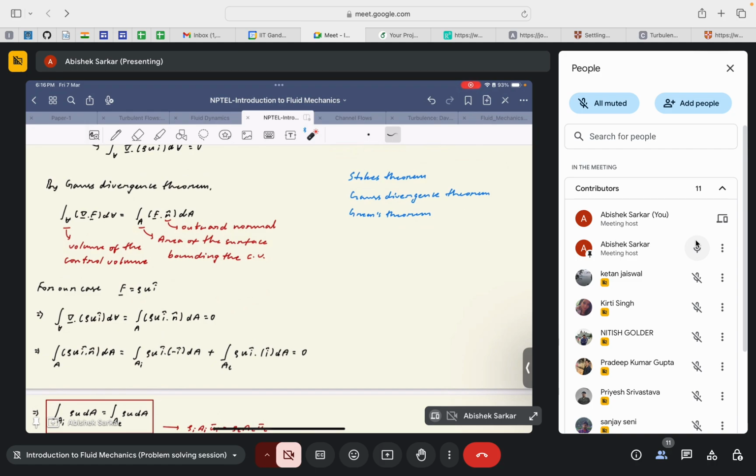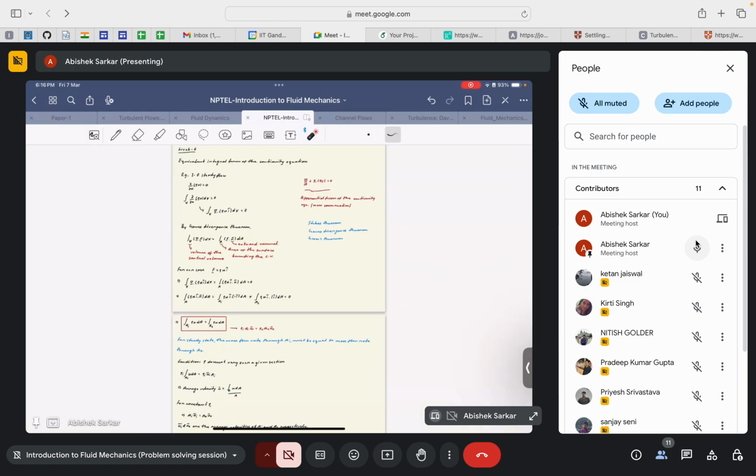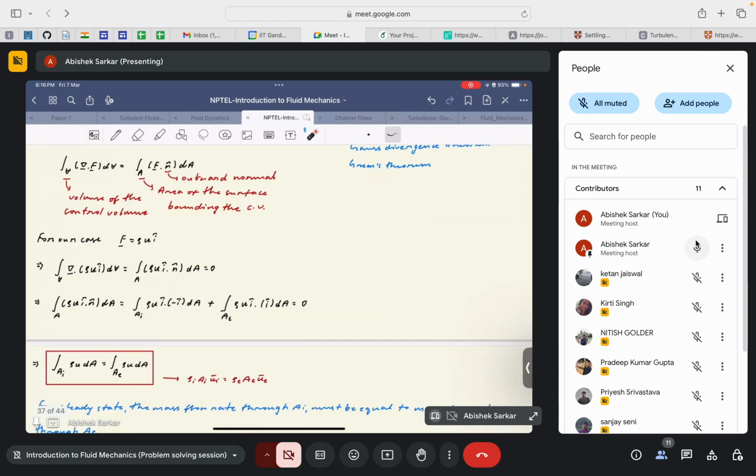In this case, I'm sorry, this rho u i cap dot n cap, for a simple flow, I think I forgot to draw the diagram here. It was basically something like a nozzle where the flow was from this to this, right?